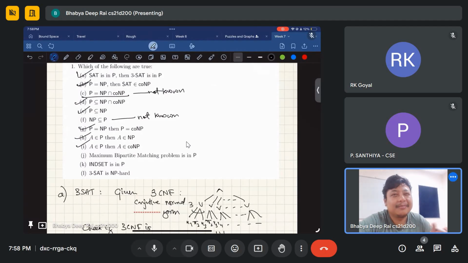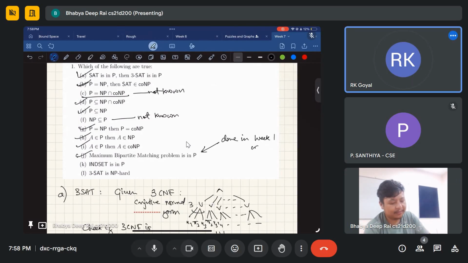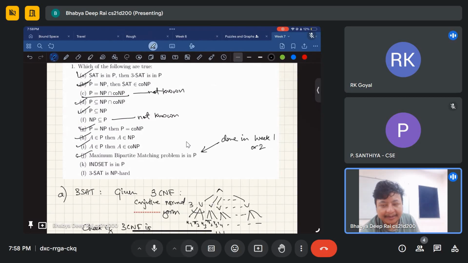What is the time taken? It is something like n to the 4, n to the 6, and all. Ford Fulkerson, Edmonds-Karp, and so on. Done in week 1 or 2, somewhere. We've given polynomial time for this. Independent set is in P?